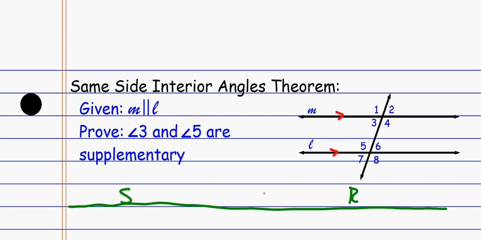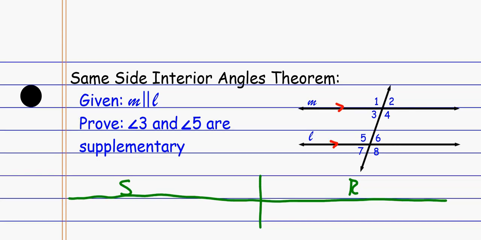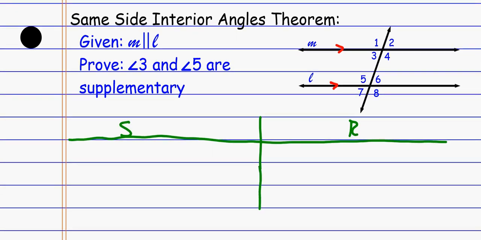All right, statements and reasons, here we go. I always start with my given, so I'm going to start by saying, well, M is parallel to L, and I know that because the problem said so, and I believe it. All right, so that's given. So now I start thinking about what else I know. I want to relate angle 3 and angle 5, okay?